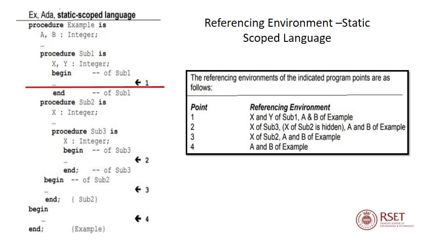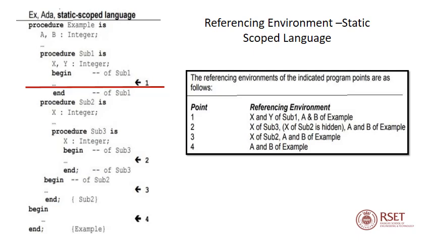Now at point 1, at this particular referencing environment, let's see which variables are visible. At this point indicated by 1, the variables x and y of sub1 are visible, as well as the variables a and b of the outer procedure example. Now the procedure sub1 finishes and we have another procedure sub2, which is also nested inside example. And within sub2 we have a variable x, which is an integer variable.